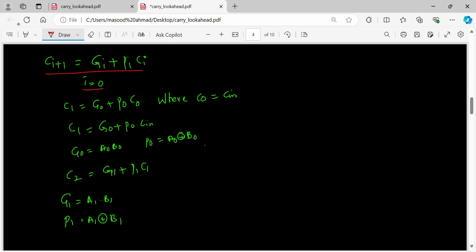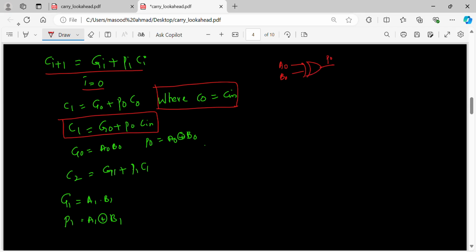So for this, let's say i is equal to 0, then it will be 0 plus 1 is 1: C1 equals G0 plus P0 C0. What is C0? It is nothing but Cin. If I put that, this is exactly the expression that you are going to get for your C1. That means if you want to calculate C1, you should know A0, B0. If you give A0, B0 to the XOR gate, you will get your P0. If you give it to the AND gate, you will get your G0.